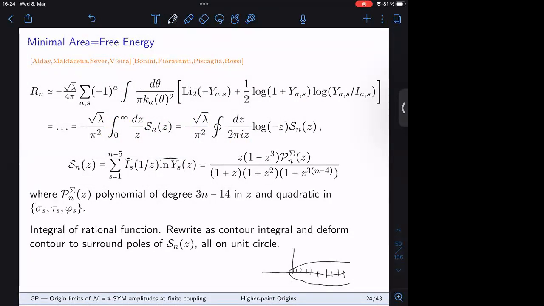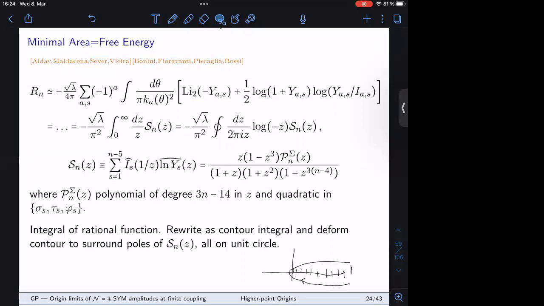And then you just integrate it. And so you get the discontinuity across the branch cut, which is, I don't know, pi to pi. And this reduces also to this. So these are equivalent ways to write the same result.